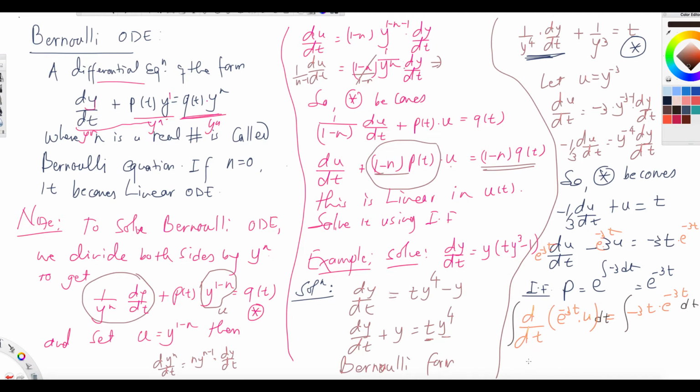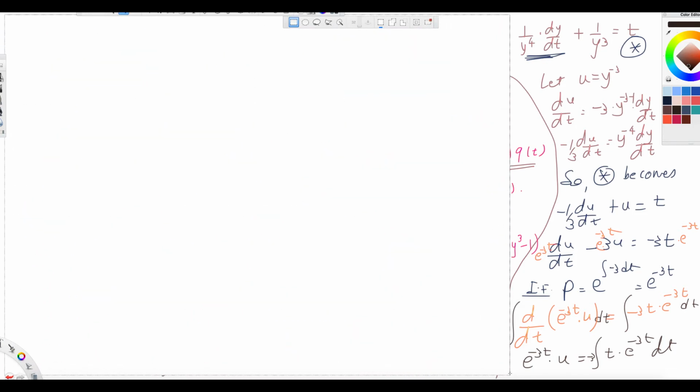So what you get on the left side is e to the negative 3t times u equals the integral of negative 3. Let's put negative 3 outside, and then t times e to the negative 3t dt. So you need to do the integration by parts, right? Do you remember how you do integration by parts? You can write u and dv, and you can find the derivative of u and the integral of dv, right? So that's what you do.